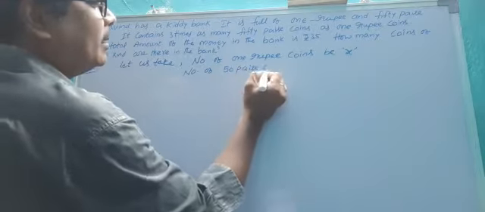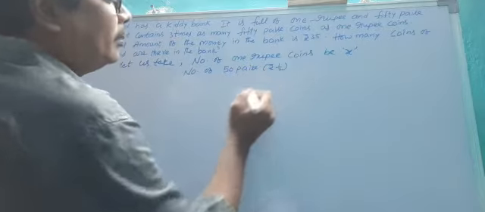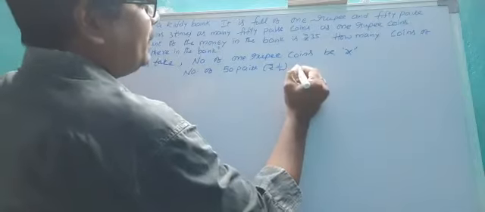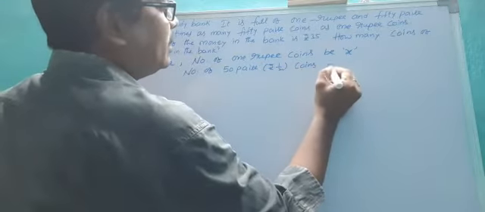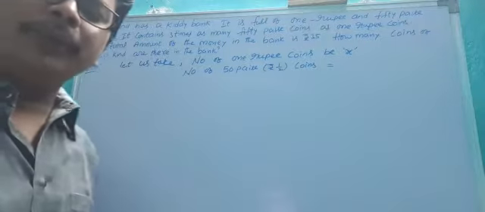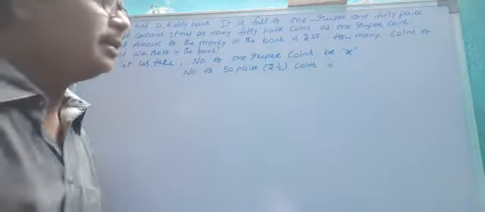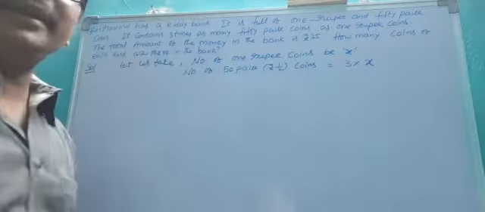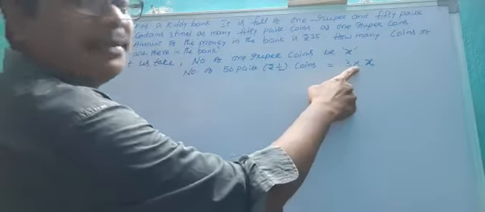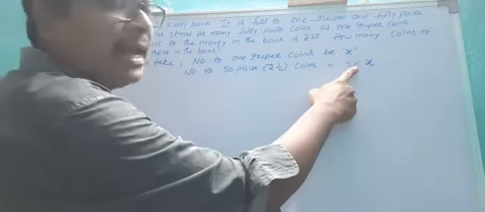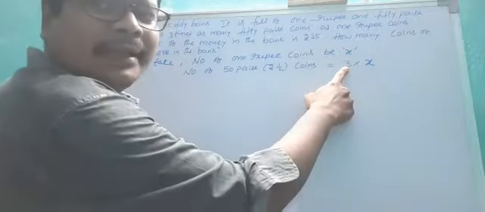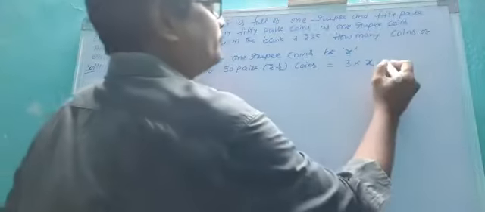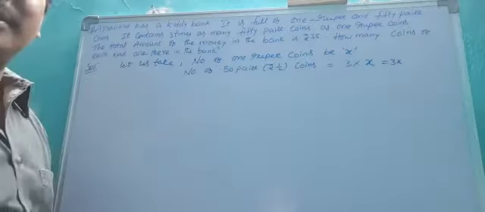Now the number of 50 paisa coins. 50 paisa means half of a rupee. The number of 50 paisa coins is equal to 3 times the 1 rupee coins. Here 1 rupee coins are x. 3 times means 3 into x. Here times indicates multiplication. 3 times of 1 rupee coins means 3 into x, 3x. Now we have to find their values.